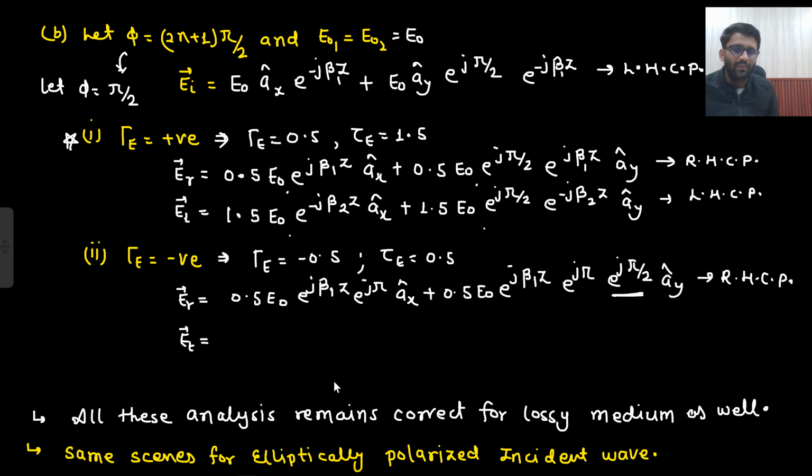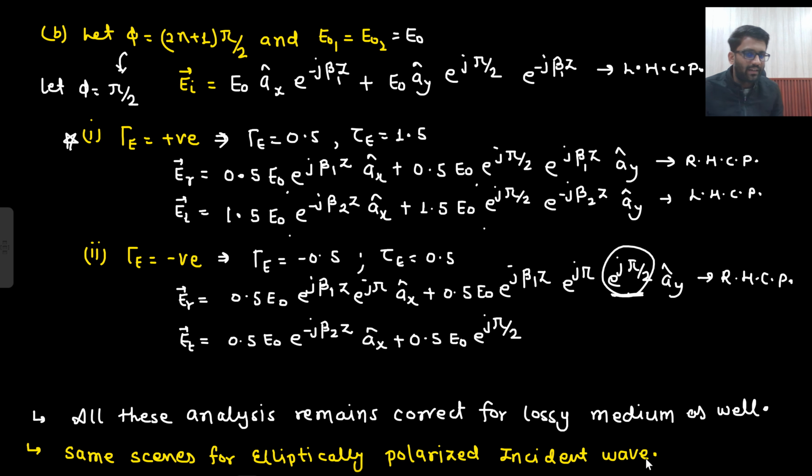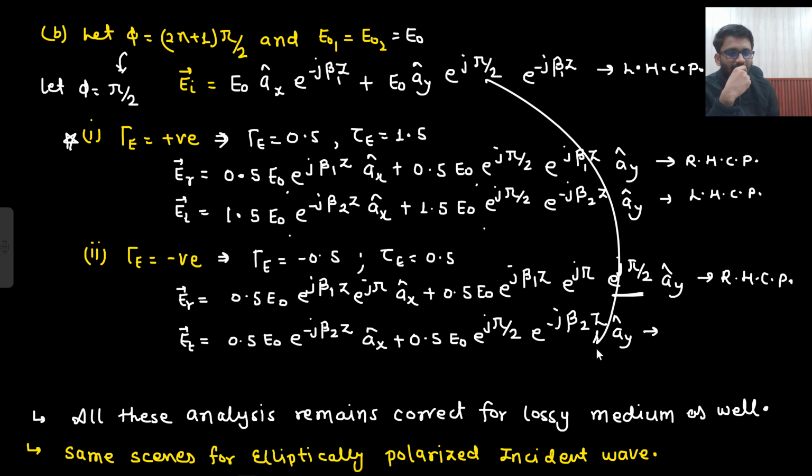E transmitted. What would that be? 0.5 E naught e to the power minus j beta 2 z Ax cap. Nothing changes in this phase, it is there as it is. Then e to the power minus j beta 2 z Ay cap. What kind of polarization would it be? Compare this and this. Y is leading, y is leading. Wave is propagating in plus z, wave is propagating in plus z. What kind of polarization? Left hand circularly polarized.